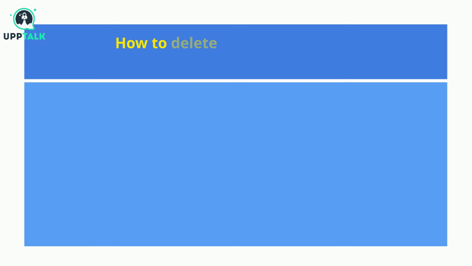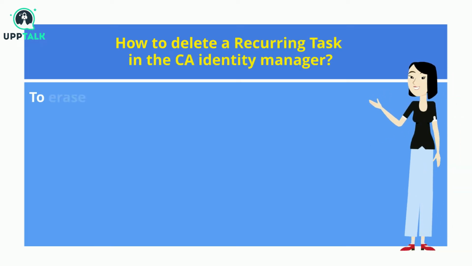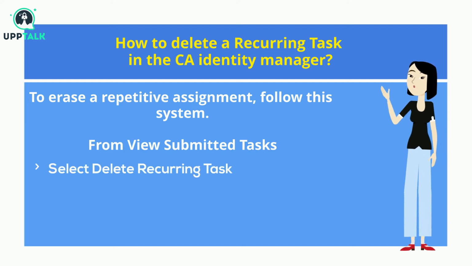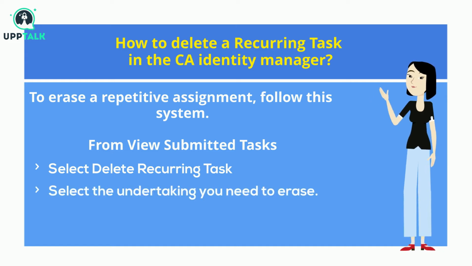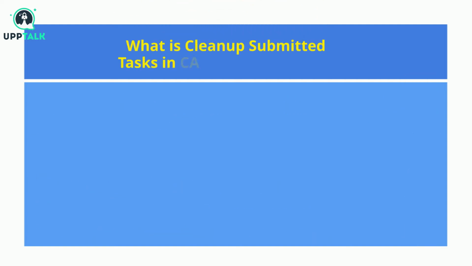How to delete a recurring task in CA Identity Manager. To delete a recurring task, follow this procedure. From View Submitted Tasks, select Delete Recurring Task. Select the task you want to delete. Click Submit.